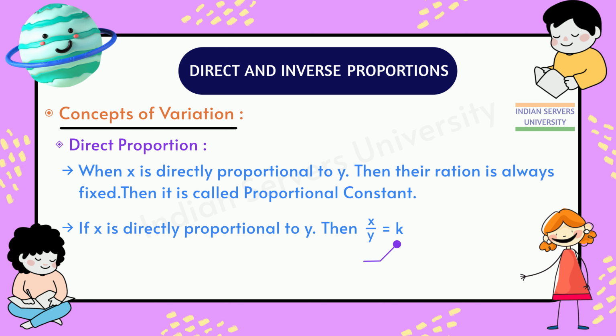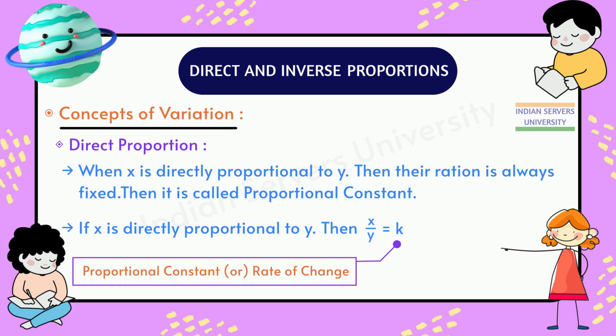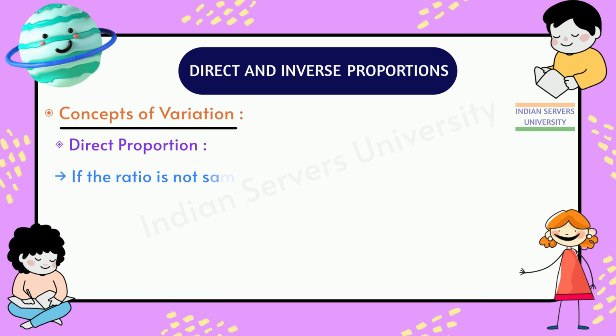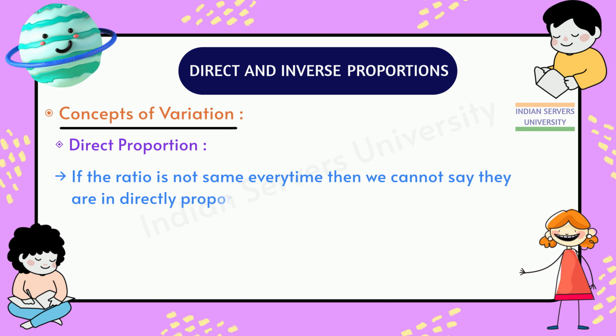So here what do we call k? Proportional constant or rate of change. If the ratio is not the same every time, then we cannot say that they are in direct proportion. So if this ratio does not come constant at any point of time, we should not say they are directly proportional.